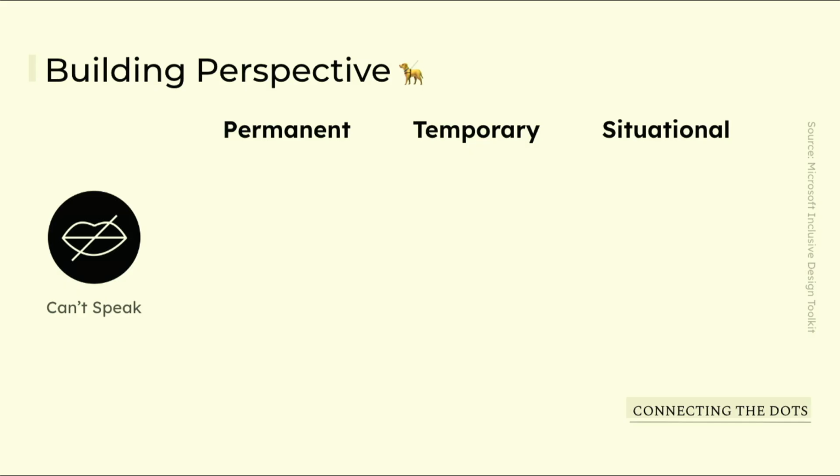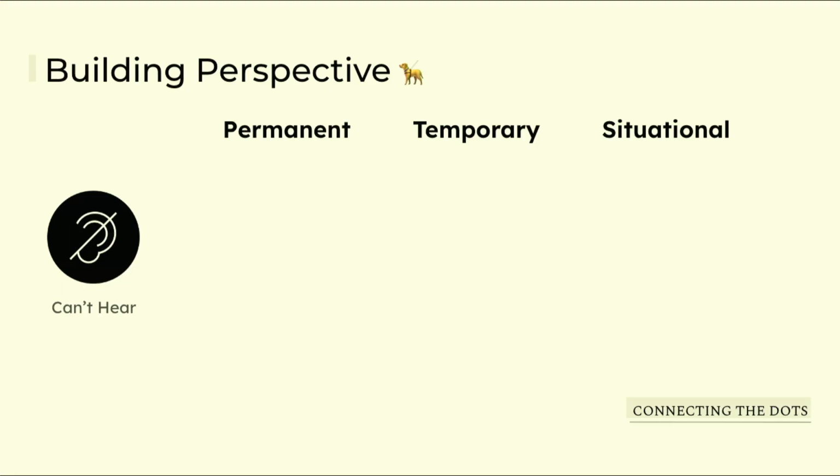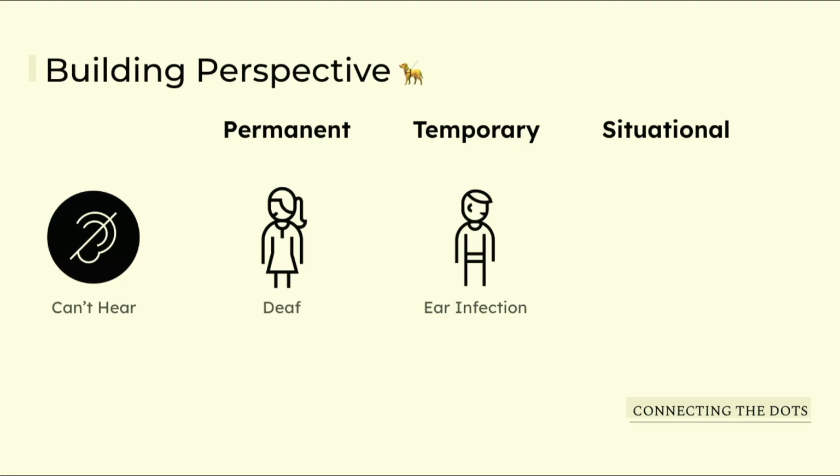For someone who cannot speak, we often ignore someone with laryngitis, for instance, or a throat infection, or someone who speaks a completely foreign language, or with a heavy accent. Similarly, for someone who cannot hear, we often neglect someone recovering from an ear infection, or someone who might be in a situationally noisy environment, like a bartender, for instance.